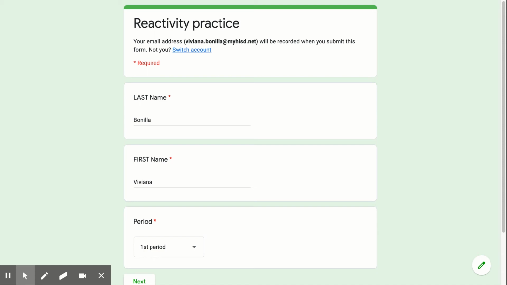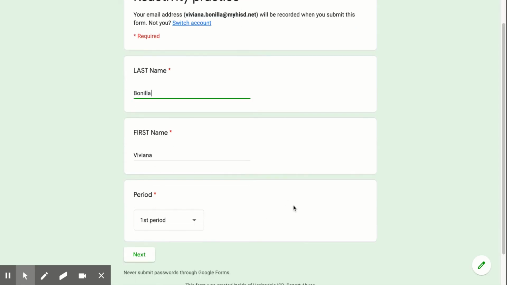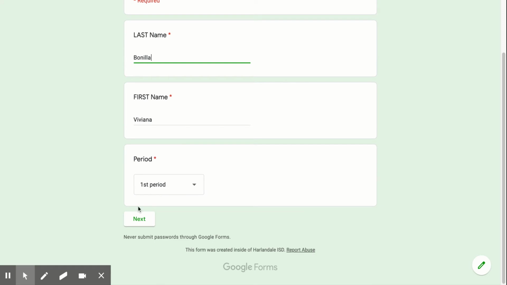All right, guys, so we're going to continue with our reactivity and we're going to get some practice. So you want to fill in the form. So, of course, your name, last name, first name, and then class period, you have science. Some people have been putting different class periods. So whatever class period you have science.